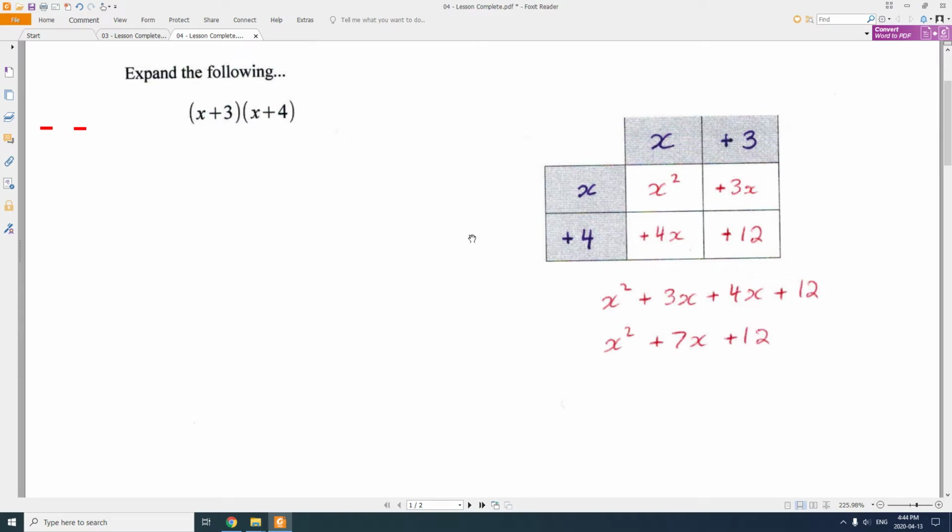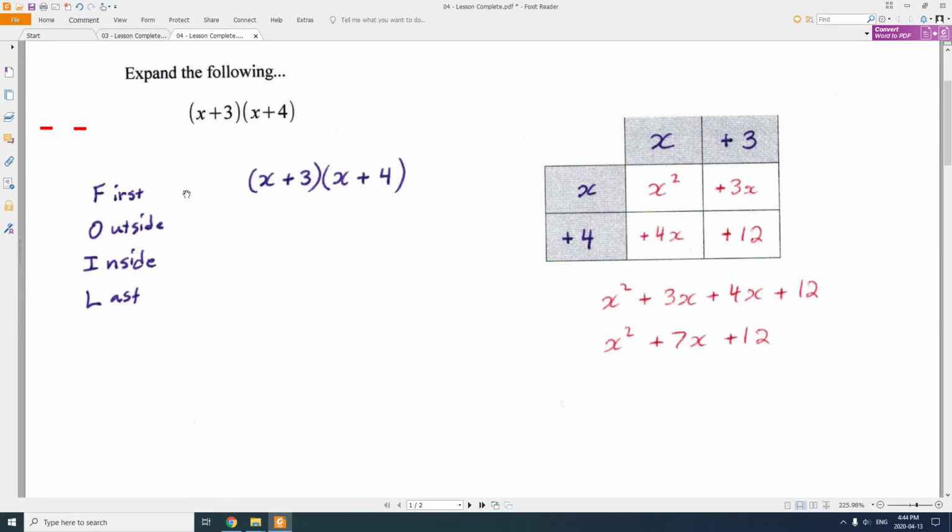All right, some people don't really like using the chart because it just takes a while to do, right? You have to draw the whole chart out and expand it all out. So there is kind of a shortcut method, and we call it the FOIL method. And FOIL stands for something. It stands for first, outside, inside, and last.